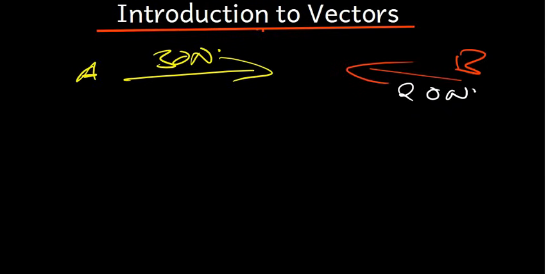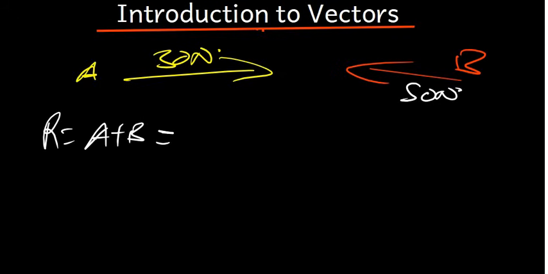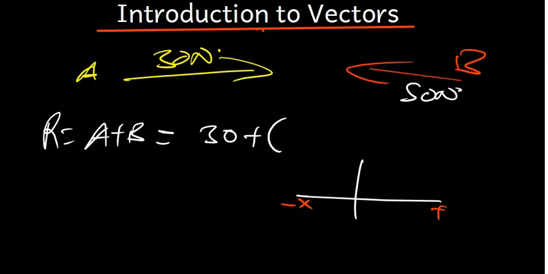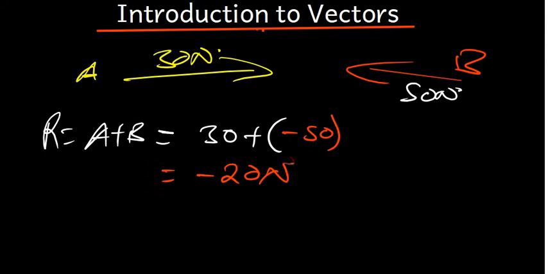Let's have different things. Let's say this vector B is 50 newtons. To find the resultant, we add A plus B. This is going to give us 30 plus... This is going toward west. If we have our xy plane, this is negative x, this is positive x, this is negative y, this is positive y. So this is going toward the positive x direction, so we have to take it negative. It's going to be negative 50, and then we get negative 20 newtons.